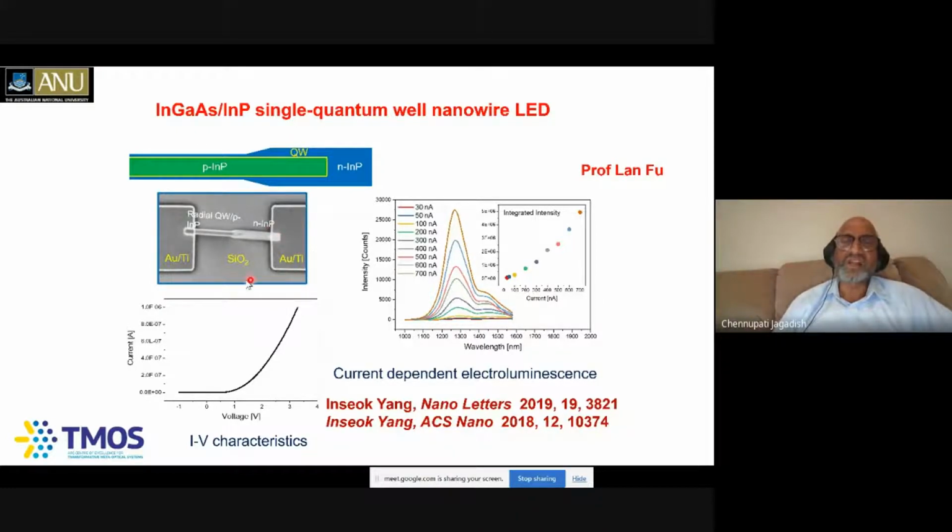And then he injects current and looks at the voltage drop. And you can see the IV characteristics showing nice diode-like behavior, indicating that he is able to successfully get the PN junction and also able to make good ohmic contacts as well.